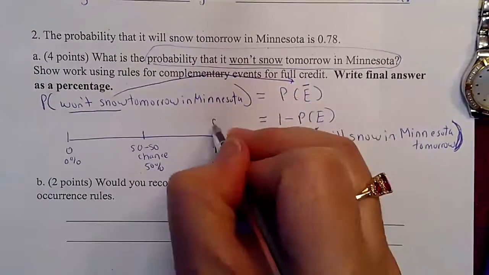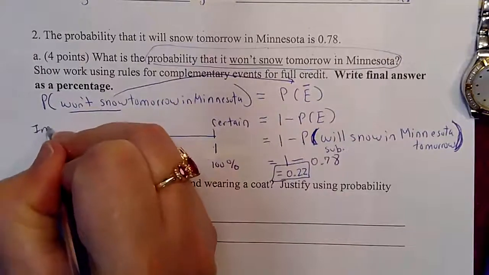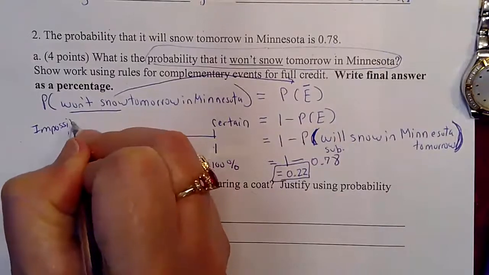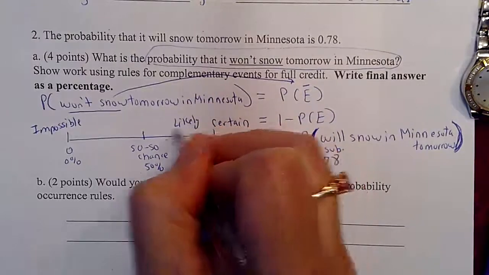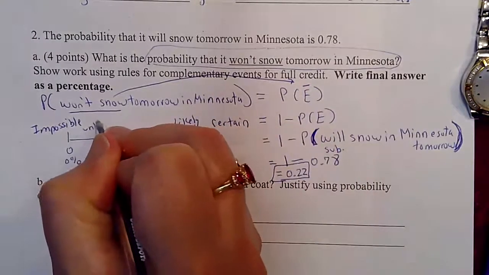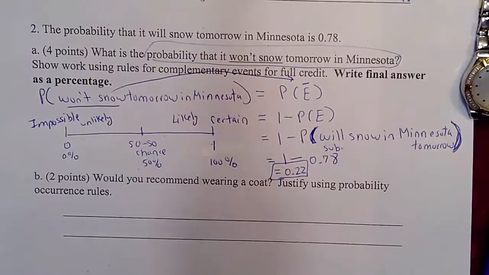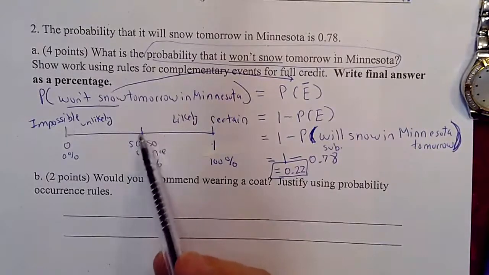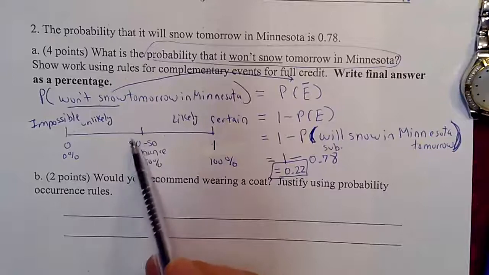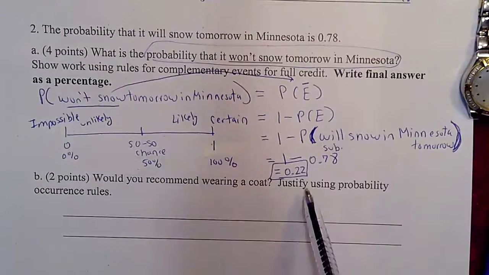So this is certain to occur. This is impossible to occur. And then if it's kind of in this area, it's likely, whereas over here, it's unlikely to occur. Okay, and sometimes you're hovering around this that you could go either way. 50% it will happen, 50% it won't. So you have to just say you're in limbo here in between. Sometimes that happens. And yours is 0.22.